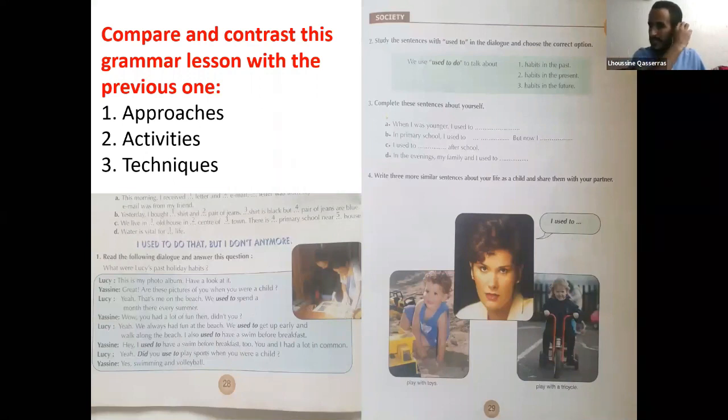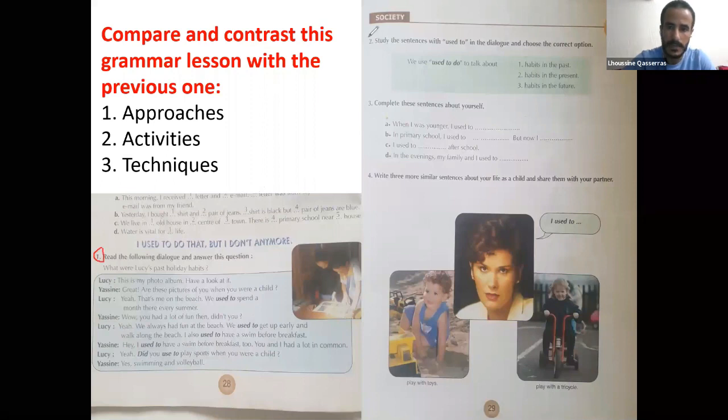Past habit activities. Okay, so let's see here. Before we compare, we have activity number one, activity number two, activity number three, and activity number four. Let's identify. Activity number one, what's the purpose? Write in the chat box again. What's the purpose? Leading questions, excellent. Is there contextualization, is there context, yes or no? Yes. Is there a picture? Yes. So what kind of questions would you ask your learners about the picture?